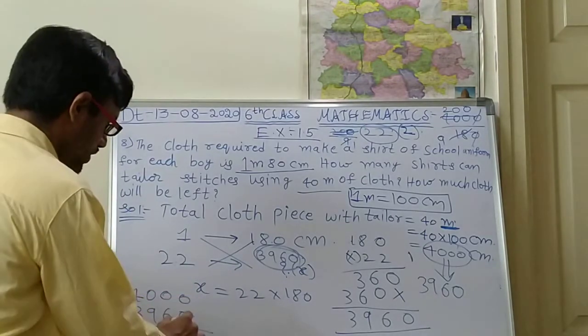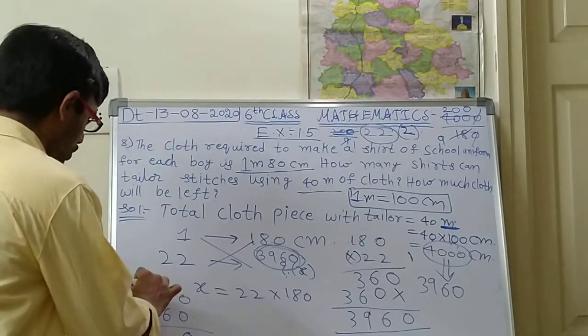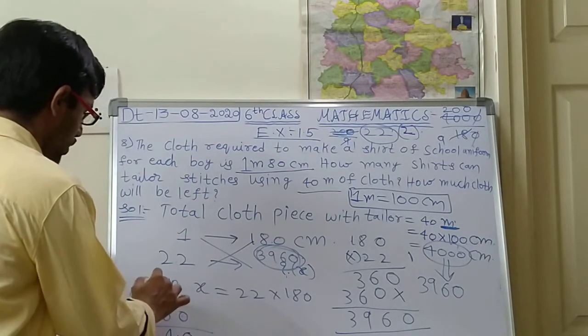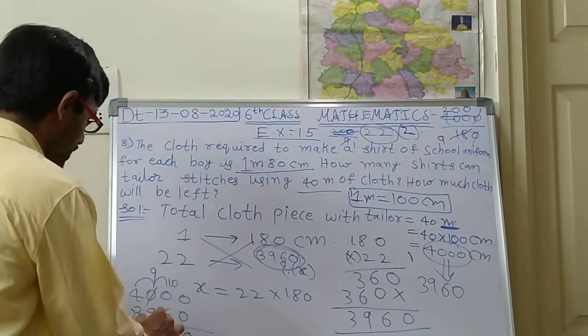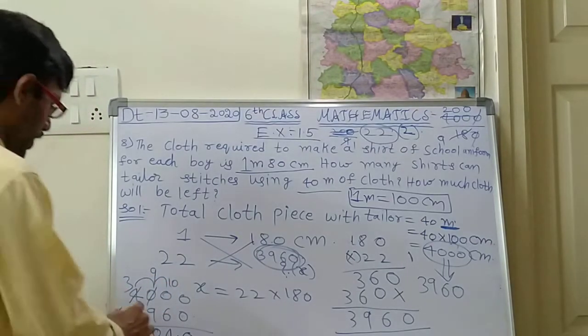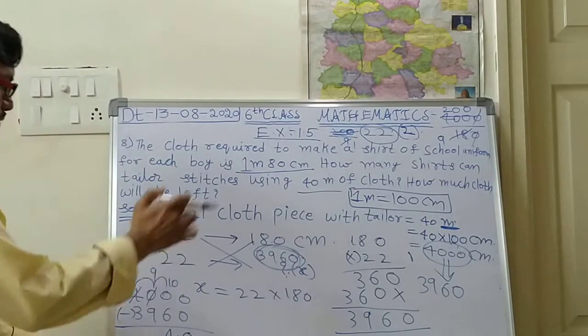0 minus 0, 0. From 0 you can't remove 6, so you should take a borrow. 10 minus 6, 4. Here again 9 minus 9, 0. Here 3, reduced to one number. 3 minus 3, 0. So 0 zeros means you should skip these two numbers.